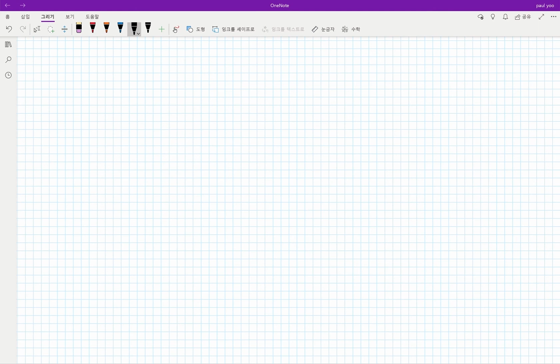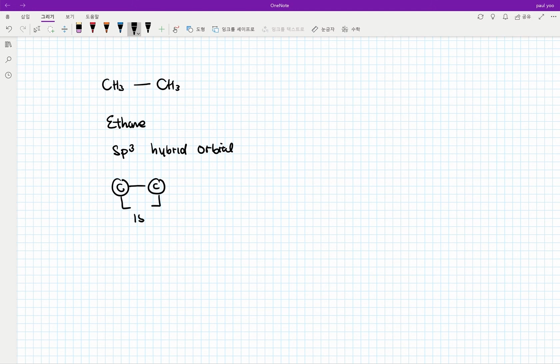So let's compare the three basic models of the alkanes. CH3, ethane had sp3 hybrid orbitals, and the length between two carbon atoms was 153 pm, and the length between carbon and one of the hydrogens will be 111 pm.